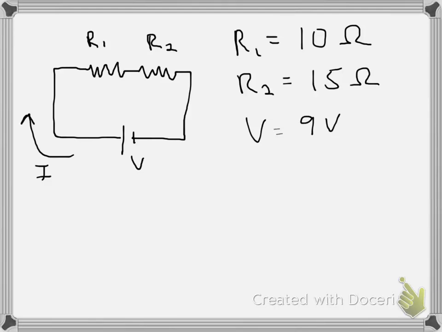Okay, this is an example problem for Physics 1000, Auburn University, summer 2013. In a previous video we calculated the equivalent resistance of this series circuit, so I'm going to ask a new question this time, which is simply, what is the current flowing in this circuit?